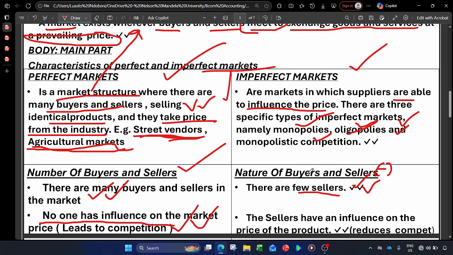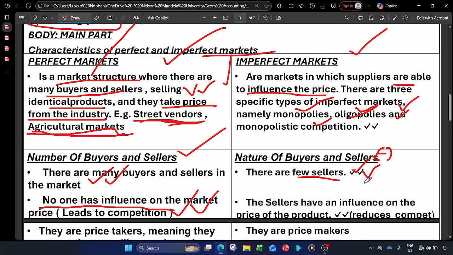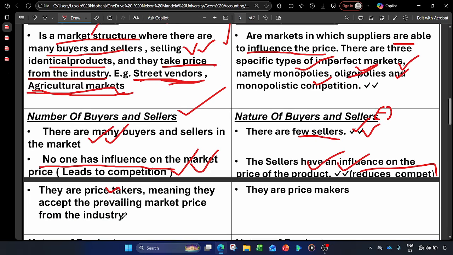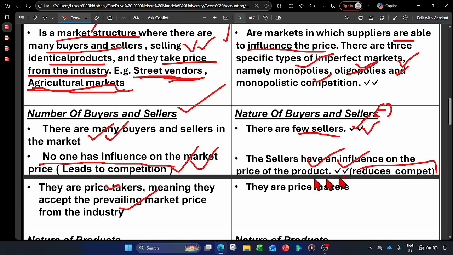But when it comes to the imperfect market, sellers have an influence on the market price of a product. If they have an influence, that means it reduces the competition. So in the perfect market, they have no influence, which means they are price takers. They take the prevailing market price from the industry. But in the imperfect market, these are the price makers, as they have the influence. So they make the price for themselves.